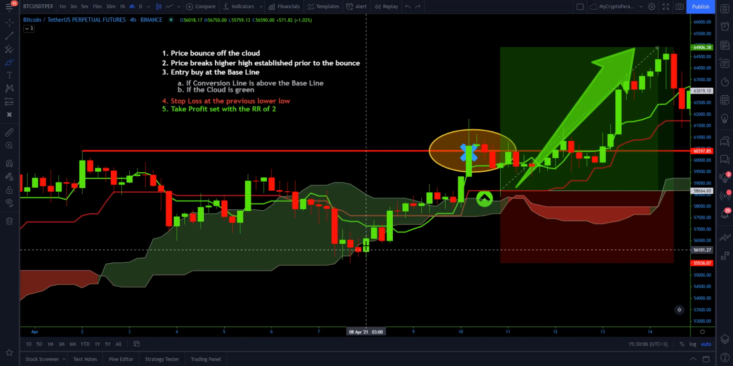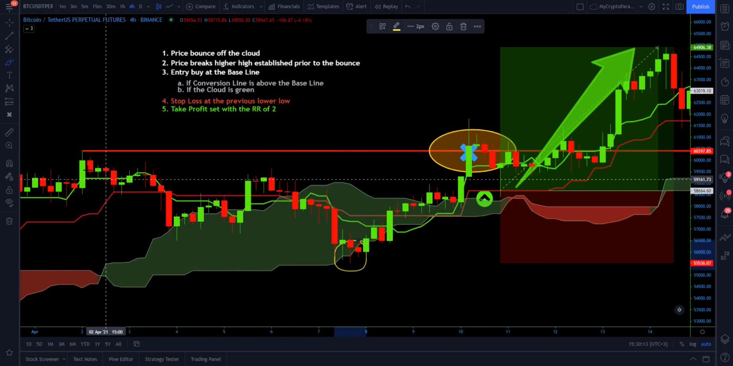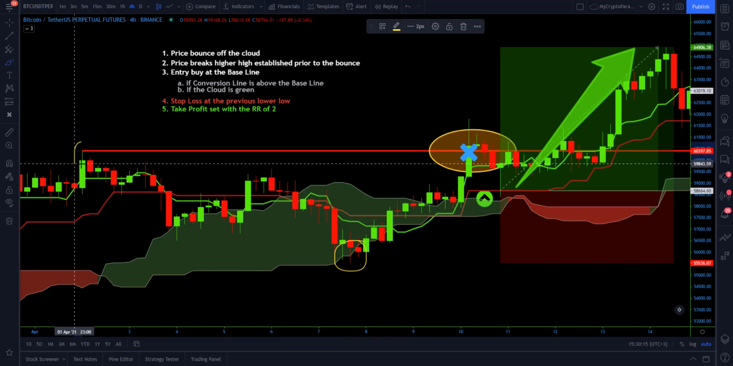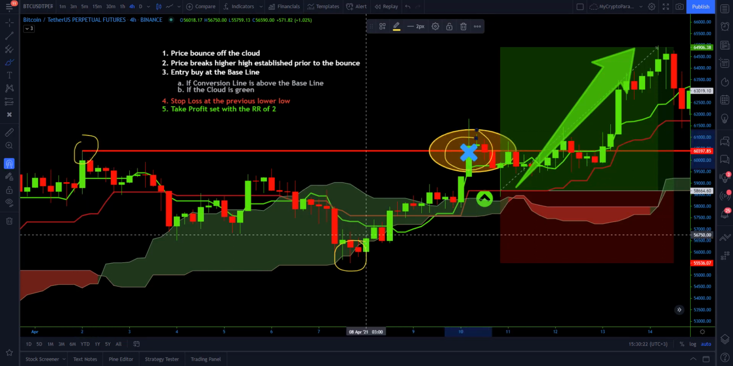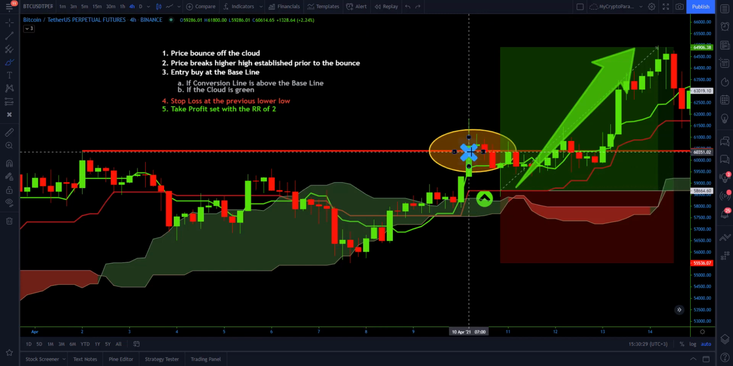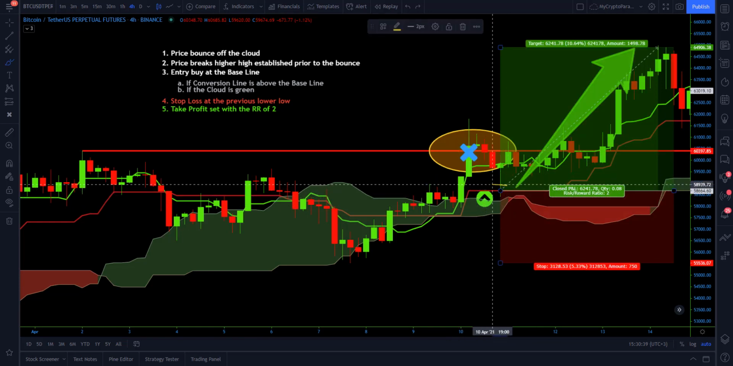So once we had the bounce, we are waiting for the price to produce a new higher high. So this was our previously made high, and here we had the break and close above the previous high. For us, this would be a signal to place a limit order at the baseline. The baseline, to remind you, is in red color.